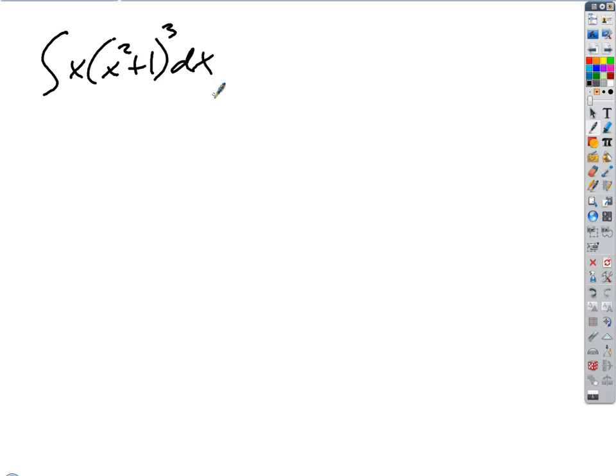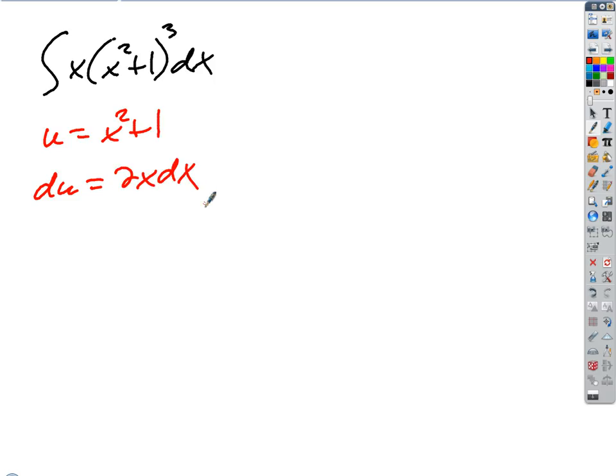Suggestions? It's going to be x squared plus 1. Okay, that makes sense, doesn't it? Because that's the part that's being taken to the third power, right? That's inside the power function. So u equals x squared plus 1 again. And so du would be 2x dx.